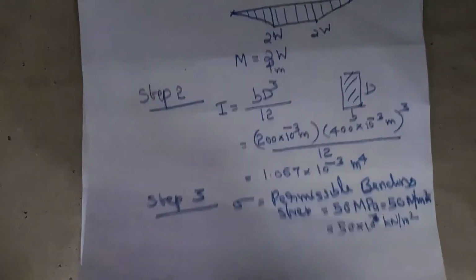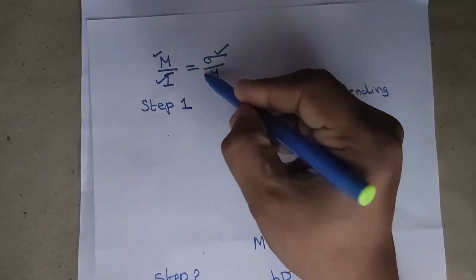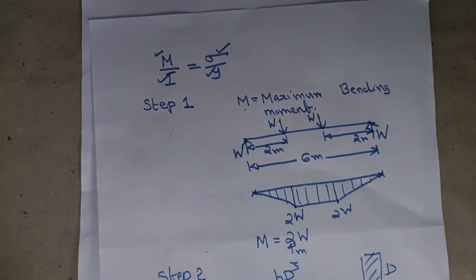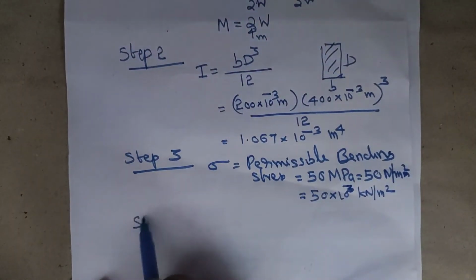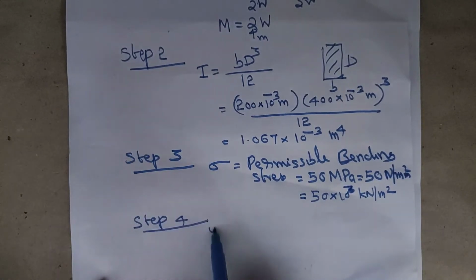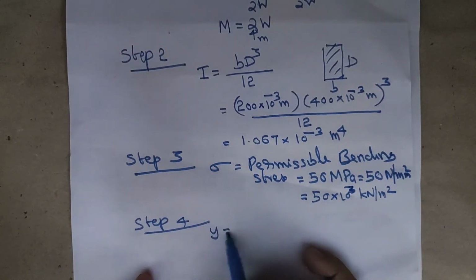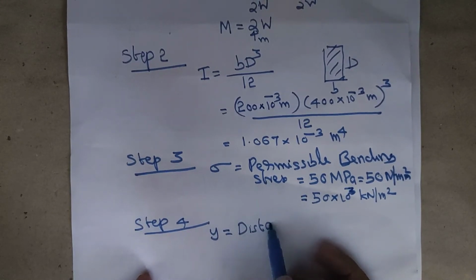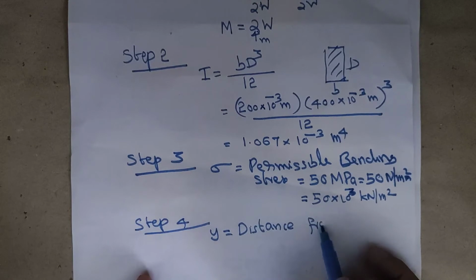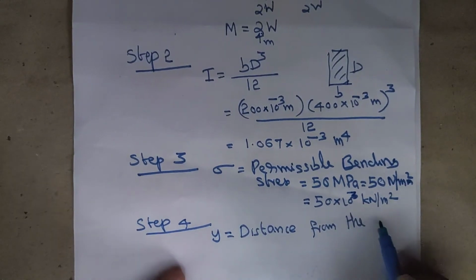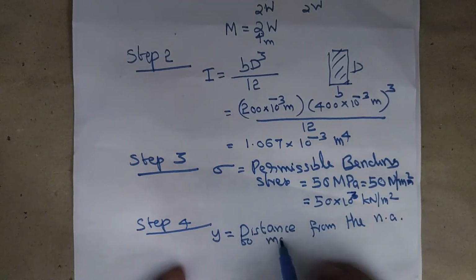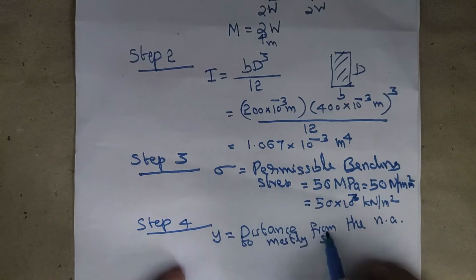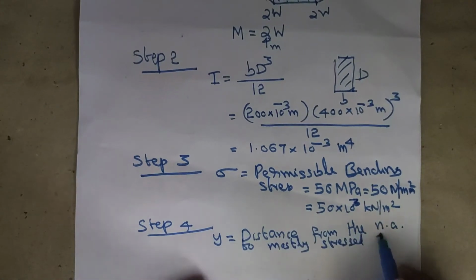Now, lastly we have y, the distance of the extreme stress fiber from the centroidal axis. Step 4. Y, which is the distance from the neutral axis to the extreme stress fiber.